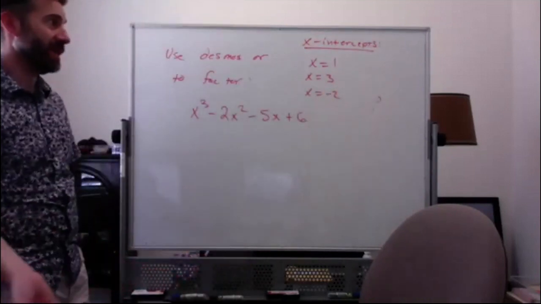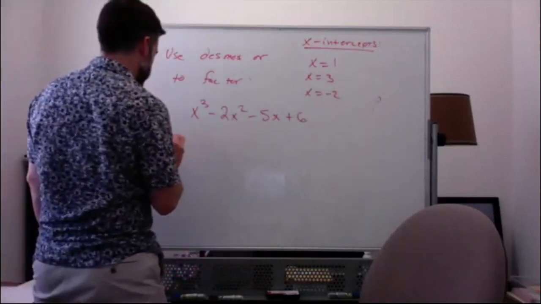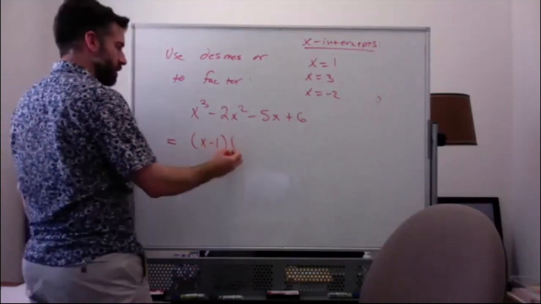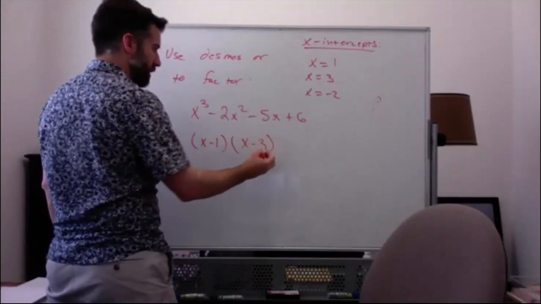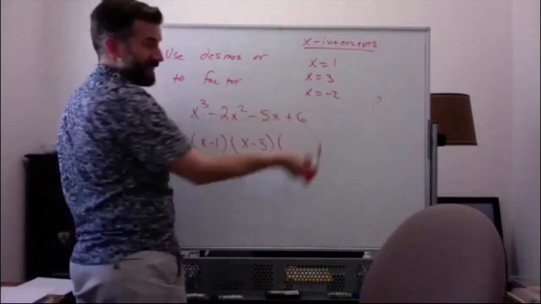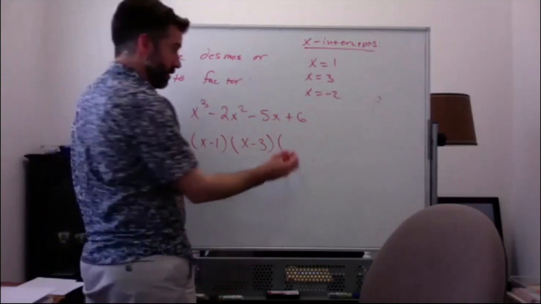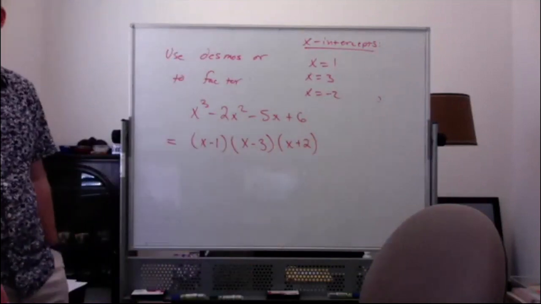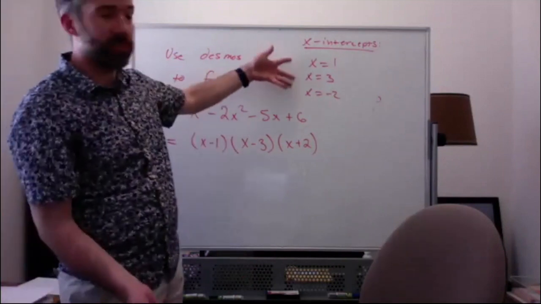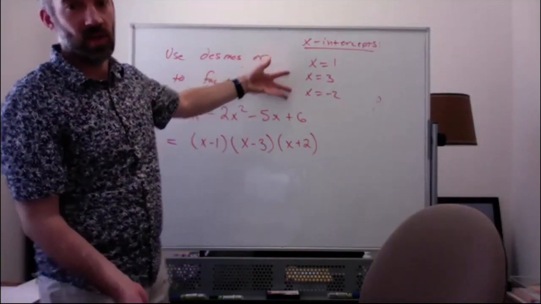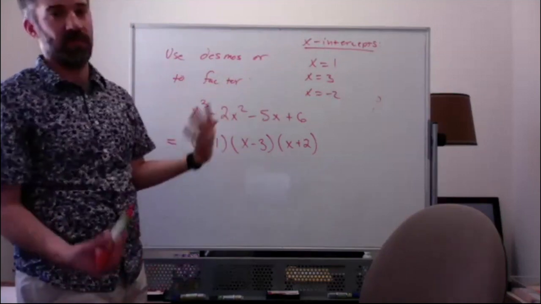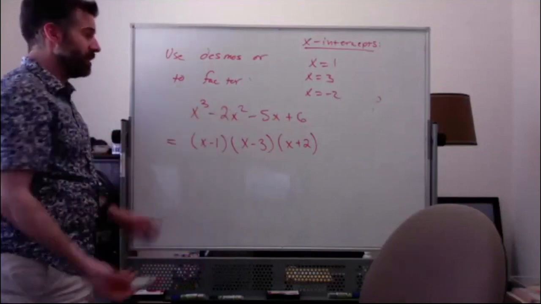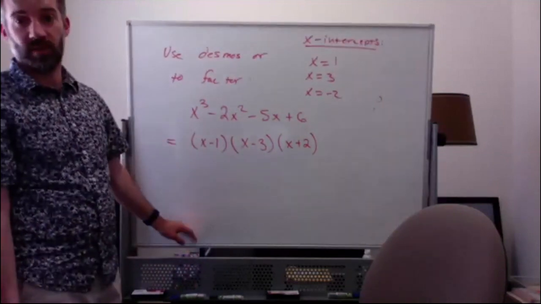So what that means is we can factor this as x minus 1 times x minus 3 times x minus negative 2, which is x plus 2. And that'd be it. So if you know the x-intercepts of the graph of an expression, like you can say this is y equals, then you know how to factor the thing, which is kind of cool.